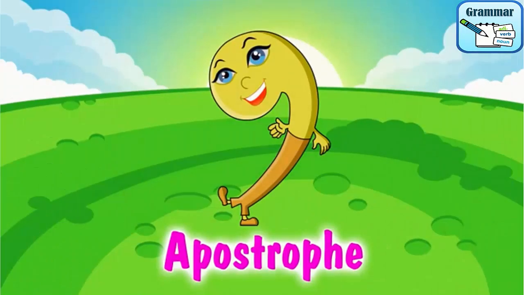This is an apostrophe. An apostrophe plays a very important role to show possessive noun. We add apostrophe and s to a noun to show ownership.